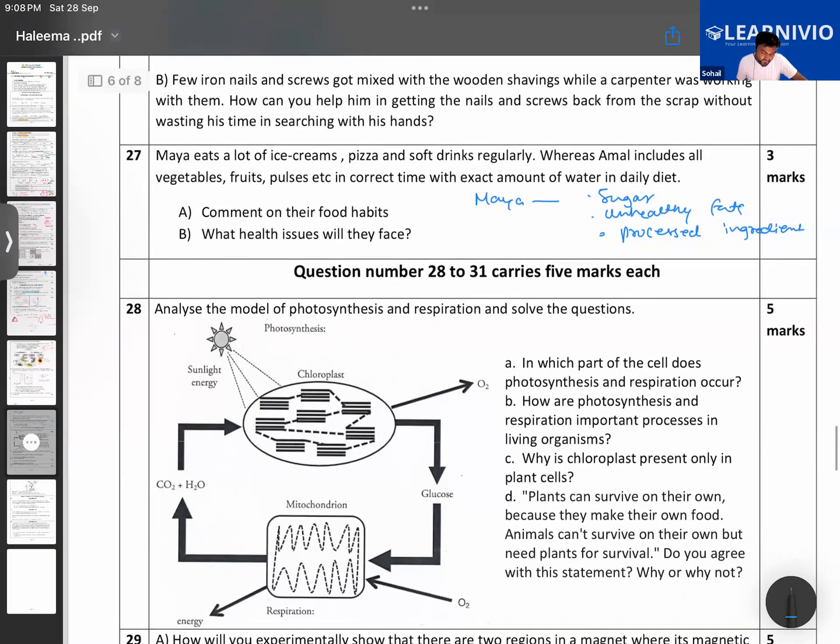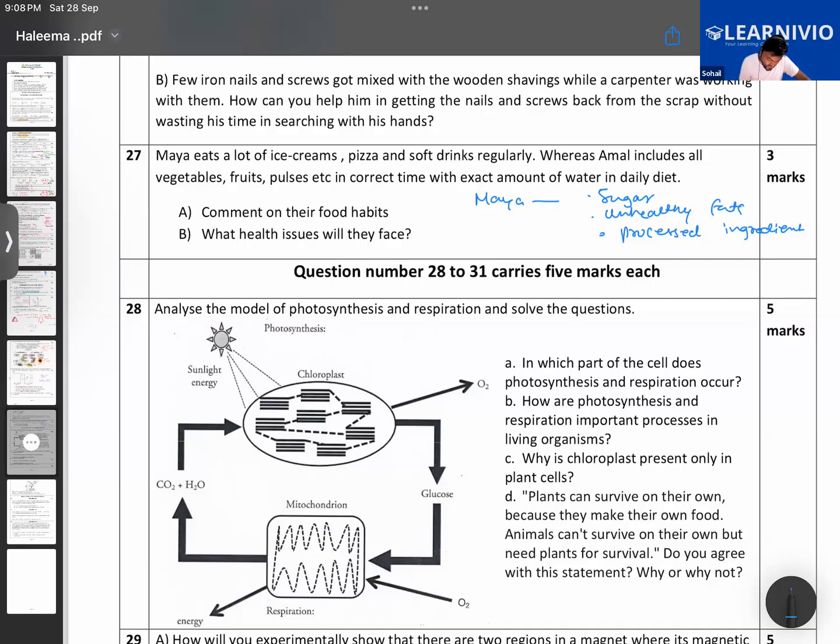What health issues will they face? Talking about Maya's health issues, what problem could she face? What do you think? In the long run, she can suffer from obesity. When we consume a high amount of sugar and fat, like in this case she is getting it from ice cream, pizza, and soft drinks, her weight will increase. In the long run there's a risk of diabetes as well. She can particularly suffer from type 2 diabetes or heart disease as well. Her teeth are also going to be damaged, so she will suffer from tooth decay also.